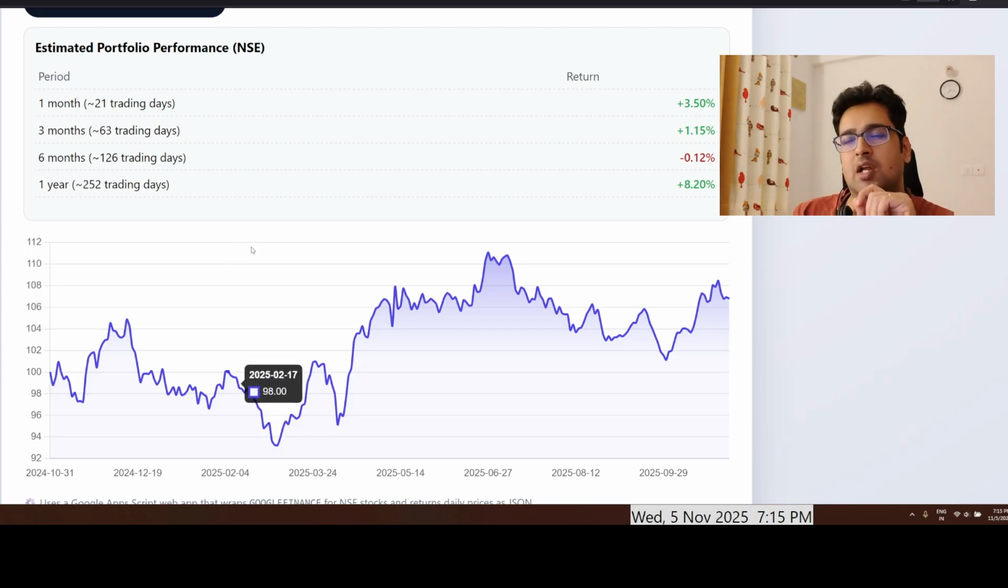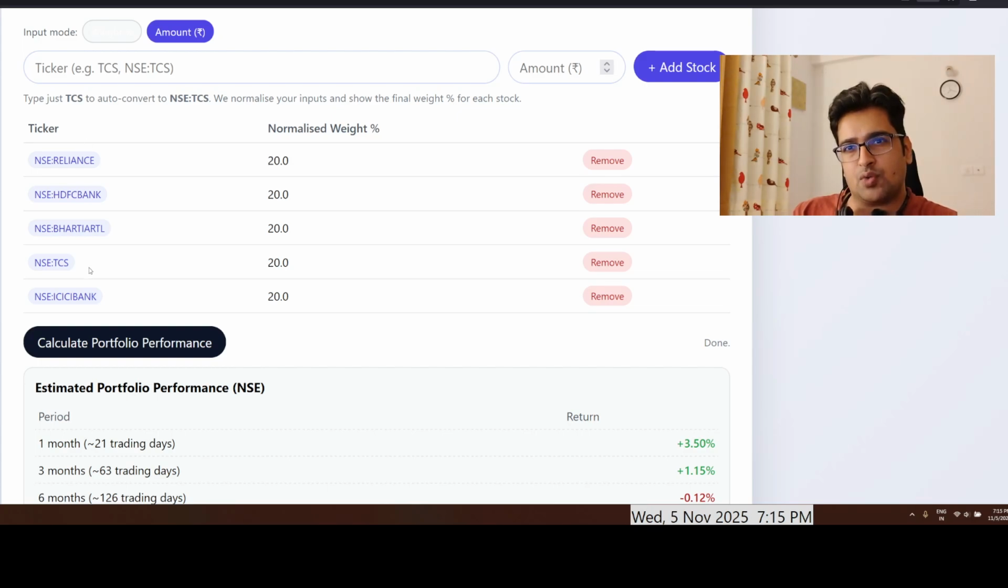So I hope you can see all the numbers in here. The 1 month return is around 3.5%. The 3 month return is around 1.15%. The 6 month return is negative 0.12%, and the 1 year return is 8.2%. So the top five stocks essentially have done not too great against, let's say, a risk-free instrument like an FD, right? So you've only gotten 8.2%. The last 12 months, as we all know, have not been so great for equities. But that is why it often becomes such an interesting buying opportunity. So this is the first combination that I wanted to show you guys, which is the top five Nifty 50 stocks.